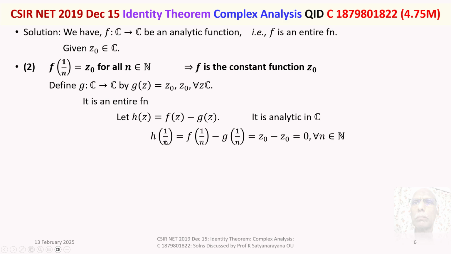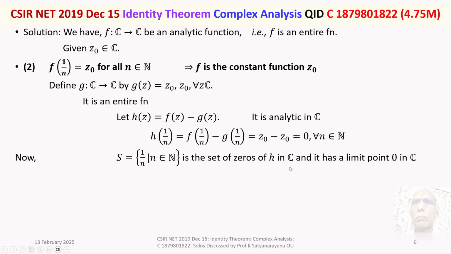What are the zeros of h? The set of zeros of h. What are the zeros of h? 1/n, n belongs to N. So now let S be the set of zeros of h in C. That is, S is equal to 1/n, n belongs to N, the set of zeros of h in C. And this 1/n tends to 0 as n tends to infinity. And not only that, 0 is the limit point of zeros in C. Limit point.